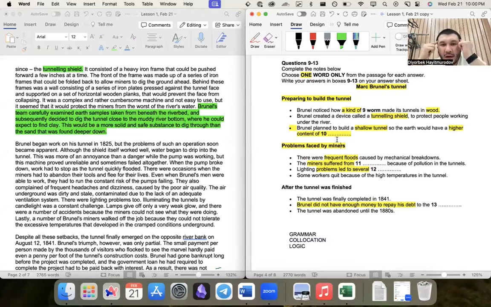Then you need to think about the logic. Is there logic in that answer? Let's put the word "riverbed" in and read it: Brunel planned to build a shallow tunnel because the earth has a higher content of riverbed. Can earth have a higher content of riverbed? How can there be a river in the soil? So we pay attention to three things: grammar, then collocation, then logic. The word I choose must be grammatically correct. There is no such collocation as "content of riverbed". Then you need logic: ask yourself, can earth have a higher content of riverbed?